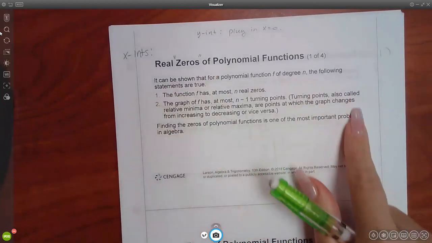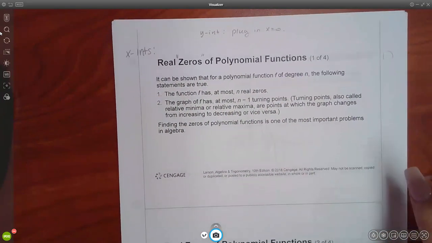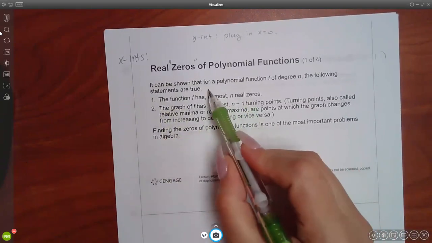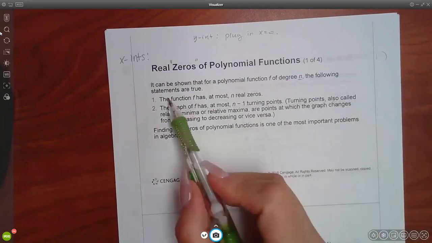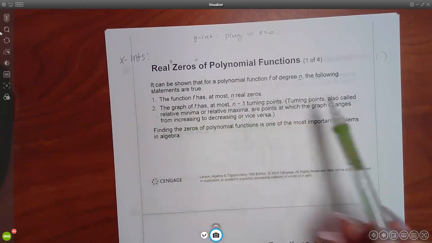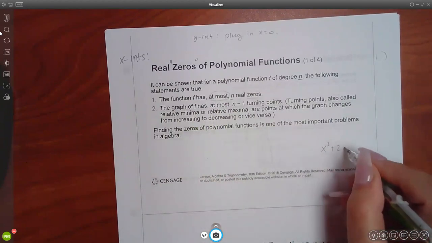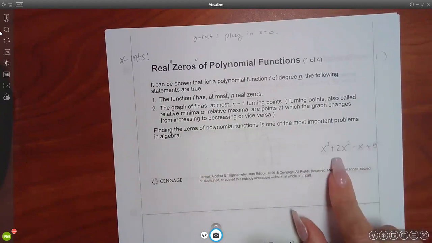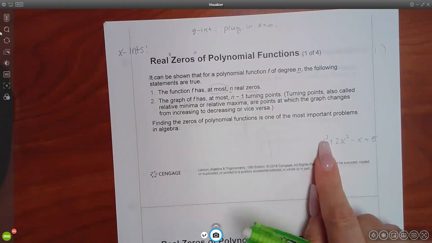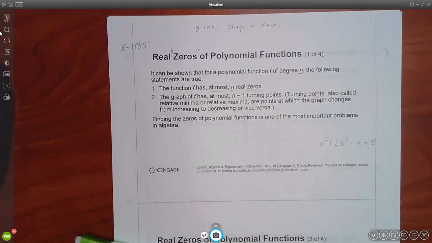For right now, it really has nothing to do with the zeros, but I guess it kind of does. It says a polynomial function of any power, it doesn't matter what the power is, the following statements are true. The function has at most that many real zeros. Notice that it says at most, okay? Which means if I have an x cubed function, 3 is my highest power. That means I can have 3 x-intercepts that I can draw, or 2 x-intercepts, or 1 x-intercept that I can draw.